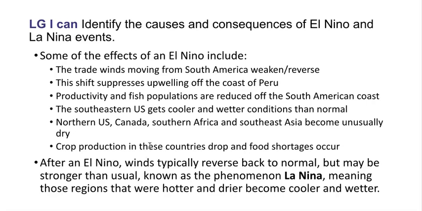In California, we want to know it's coming because of flooding. So we get a lot of water. We get out of drought when we get an El Nino, but it also can cause massive flooding.